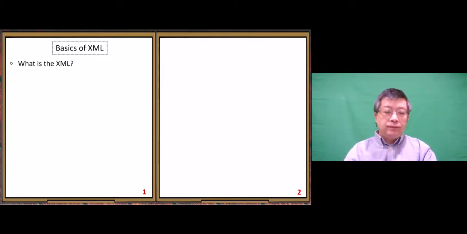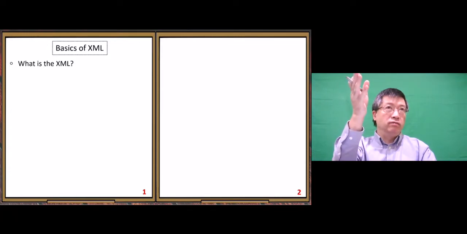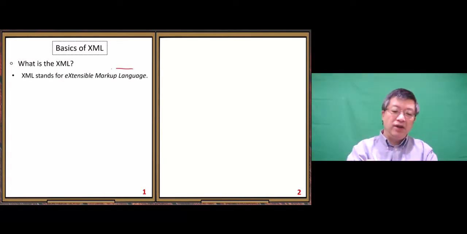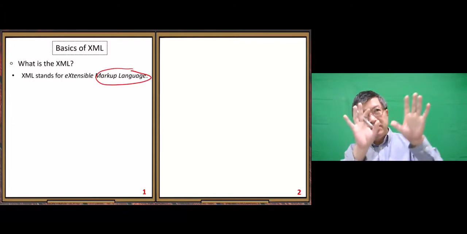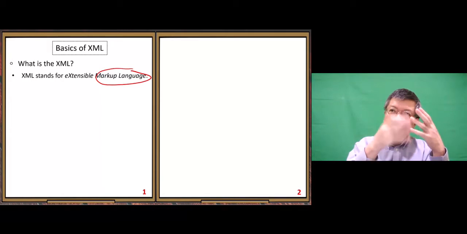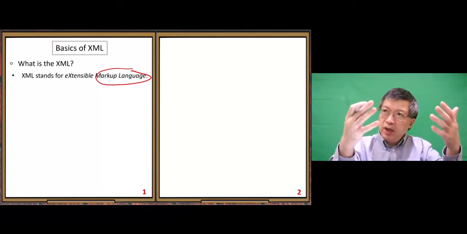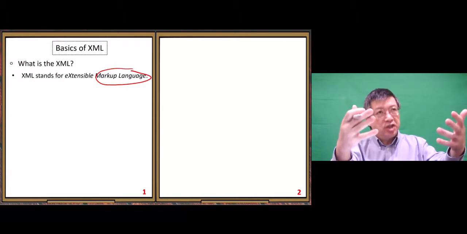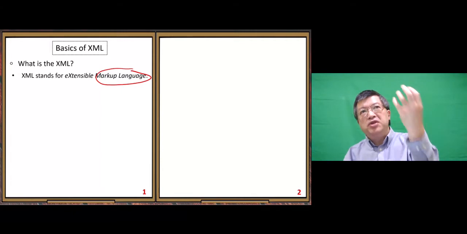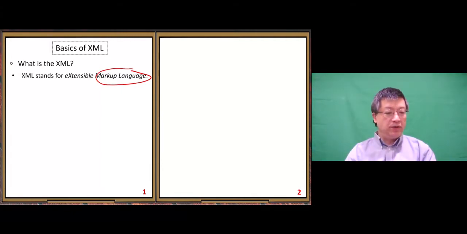First, what is XML? Why do we call it XML? Its name comes from extensible markup language. First, markup language, similar to HTML, but the main difference is extensible. So how do we make it extensible? We will see that soon.